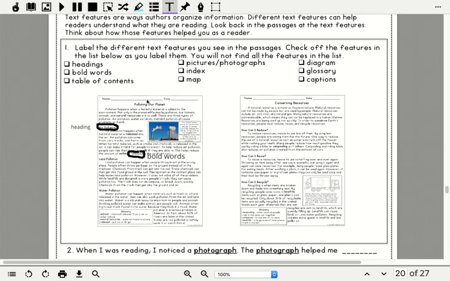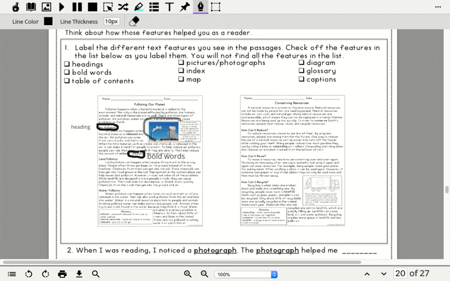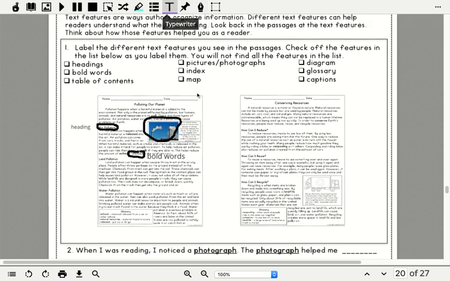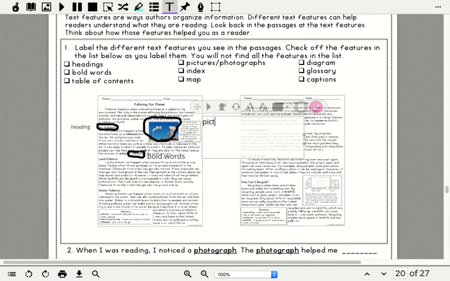Now, this one says table of contents. I don't see a table of contents, so that's not something I have. But a picture, I do have a picture. Okay, so I'm going to go ahead and circle this. And I'm going to write right next to it, pictures / photograph.